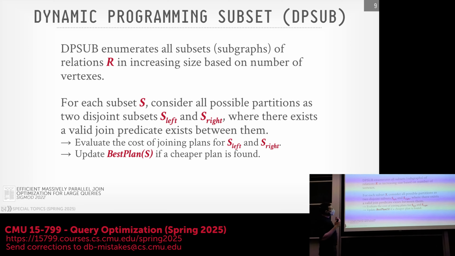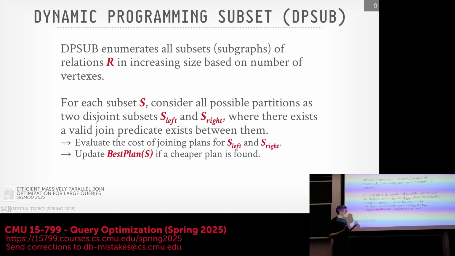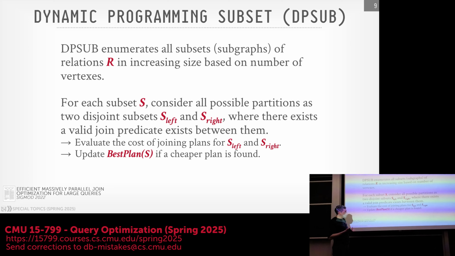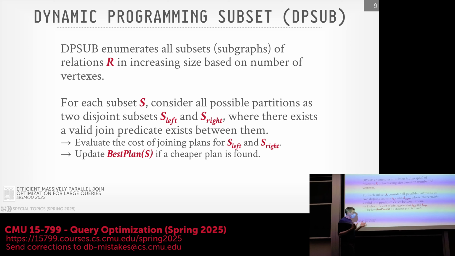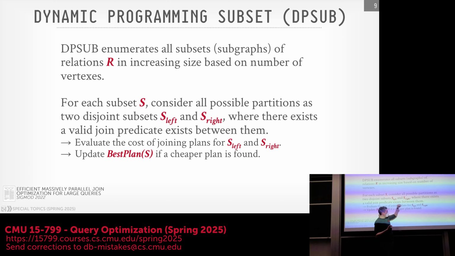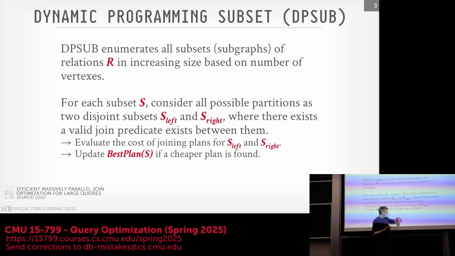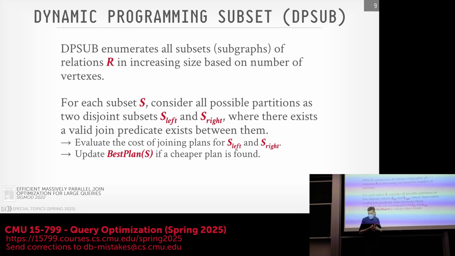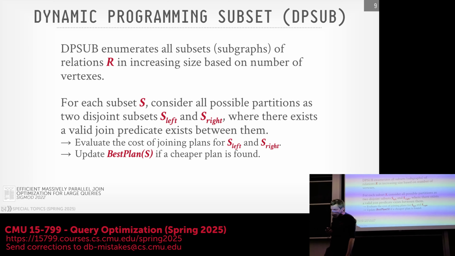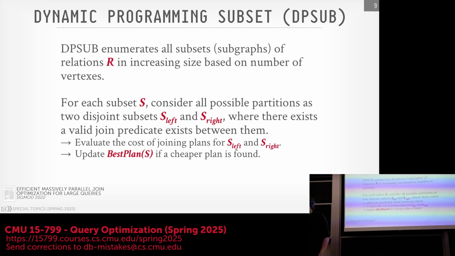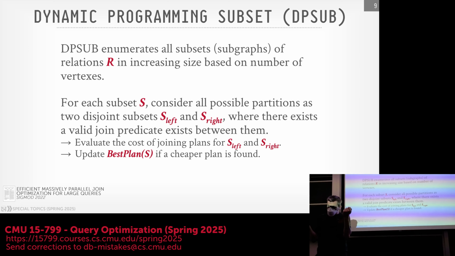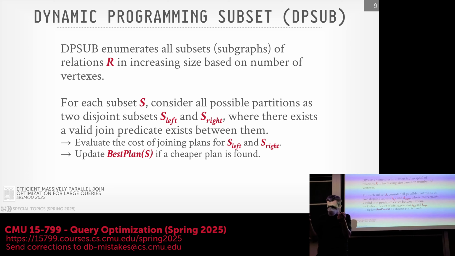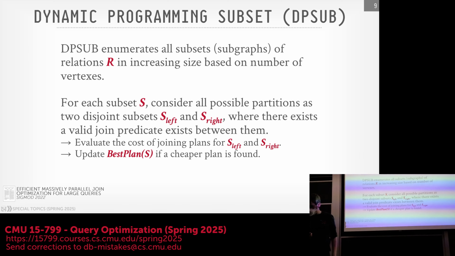Then for each of the different subsets we have, we're allowed to split them up as long as there is a way to connect the left side and the right side, the two subsets that we're looking at. Then we do the standard stuff: what's the best way to evaluate the join on these two subsets? Is it better than the best plan we've seen so far? If yes, then it becomes the new best plan. Otherwise, we throw it away. And again, just like before, we have to do a bunch of steps as we split the query graph into subgraphs to avoid Cartesian products. We have to make sure that we don't have any disconnected nodes.